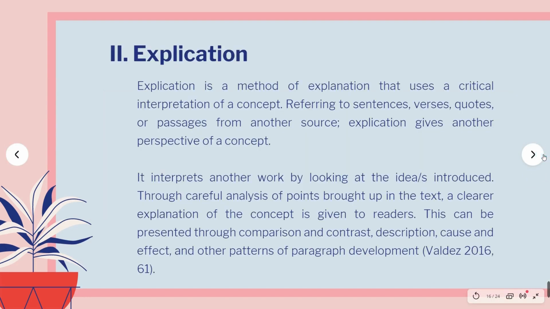Now let's proceed to explication. Remember that we have three ways for us to explain a concept, namely definition, and the second one is explication, and the last one, which is clarification. Now let's focus on the second way for you to explain a concept, which is explication.